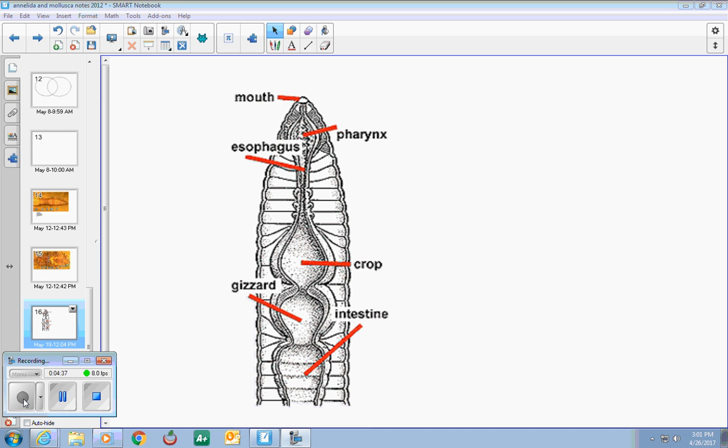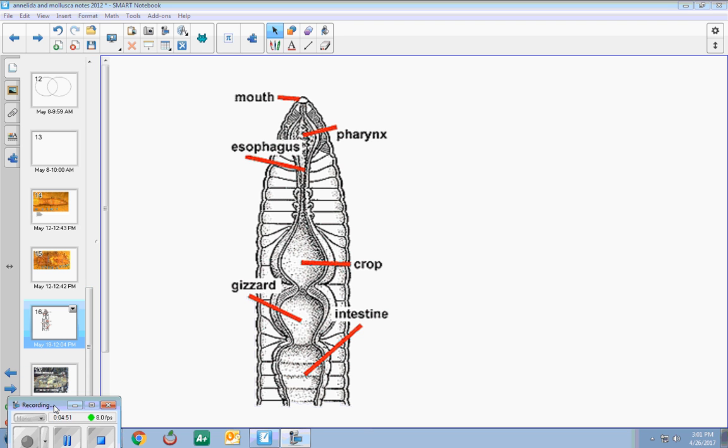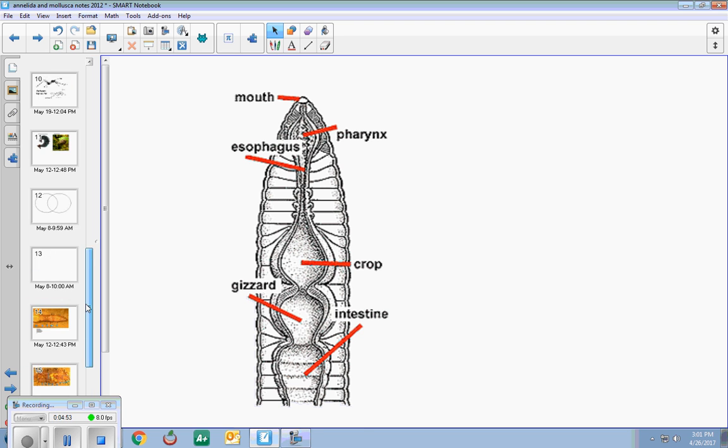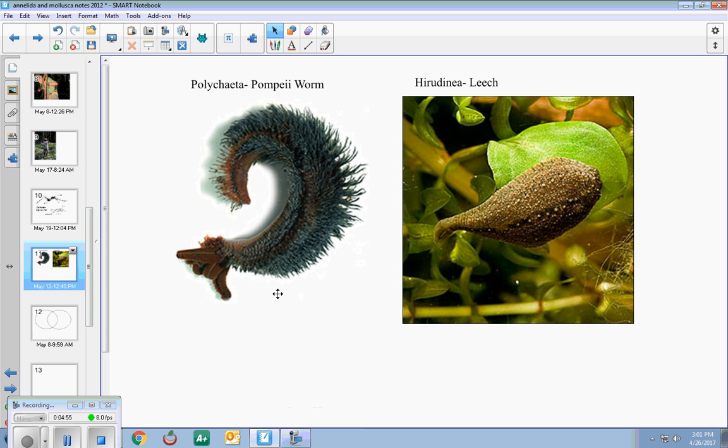They have setae, which are little bristles. You don't see it on a worm, but if you feel on the bottom, you'll feel those. So when we dissect the worm, you will get to see that. The next group are the polychaetes. And the polychaetes, one example is the Pompeii worm. Other examples are the Christmas tree worms or bristle worms.